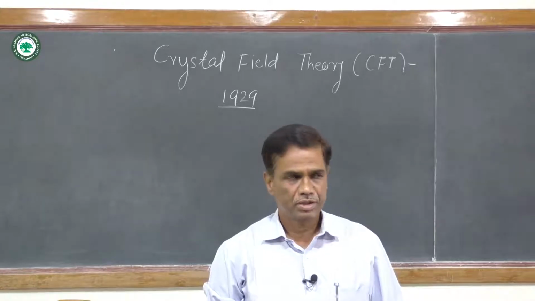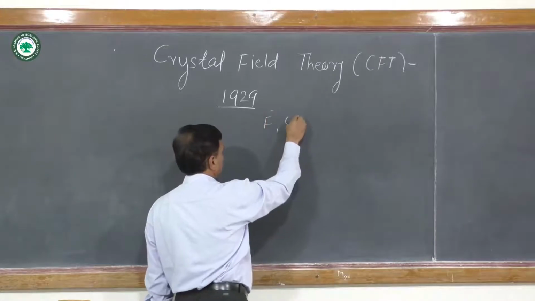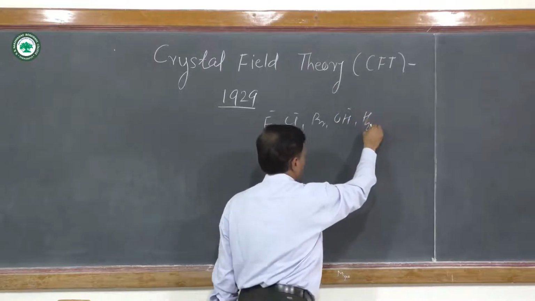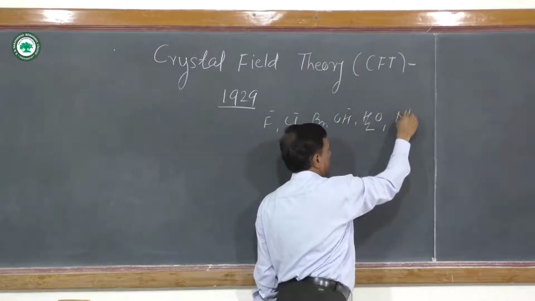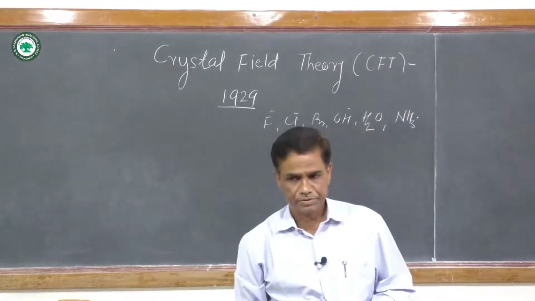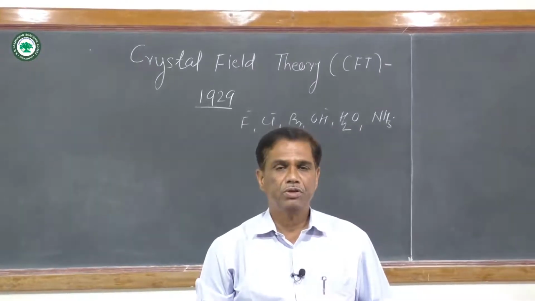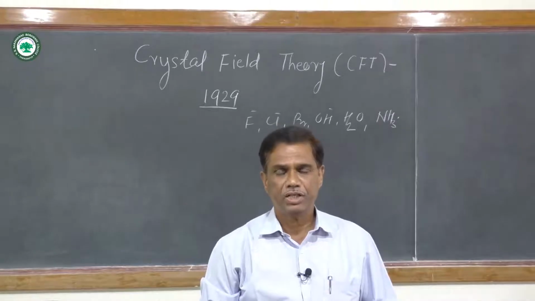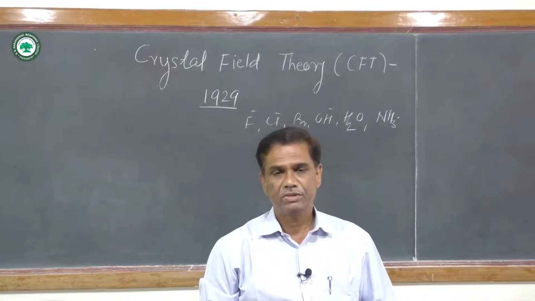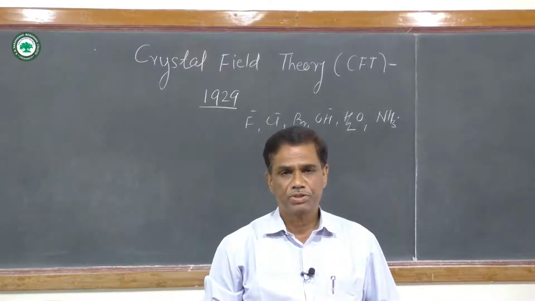from the ligands. Ligands like fluoride, chloride, bromide, OH minus, water molecule, ammonia molecule. They are attracted towards the positively charged metal ions and they possess a lone pair of electrons. There is a development of positive and negative charge, meaning delta positive and delta negative, and the negative charge is attracted towards the positive charge of the metal, and there is a formation of bond.